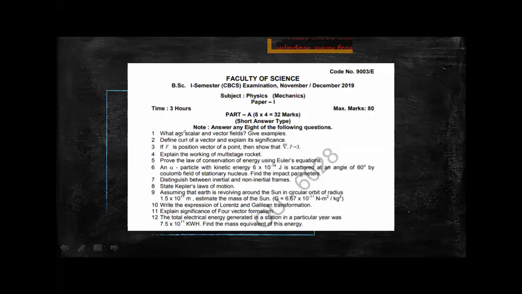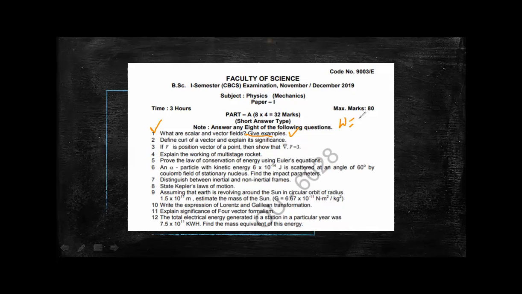So you can see the first question: what are scalar and vector fields? Give an example. We already completed this, right? What is a scalar? The quantity which has only magnitude is called a scalar field. The quantity which has both magnitude and direction, we call it a vector field. A scalar field has only magnitude, whereas a vector field has both magnitude and direction.